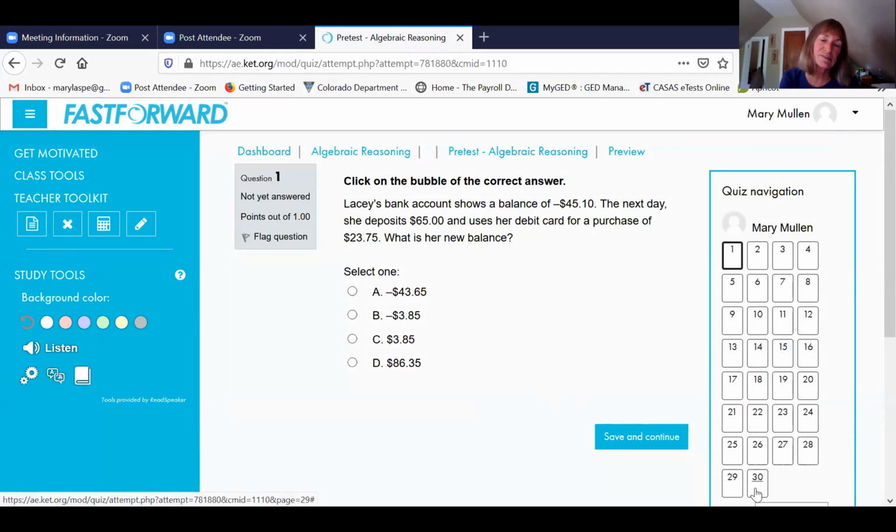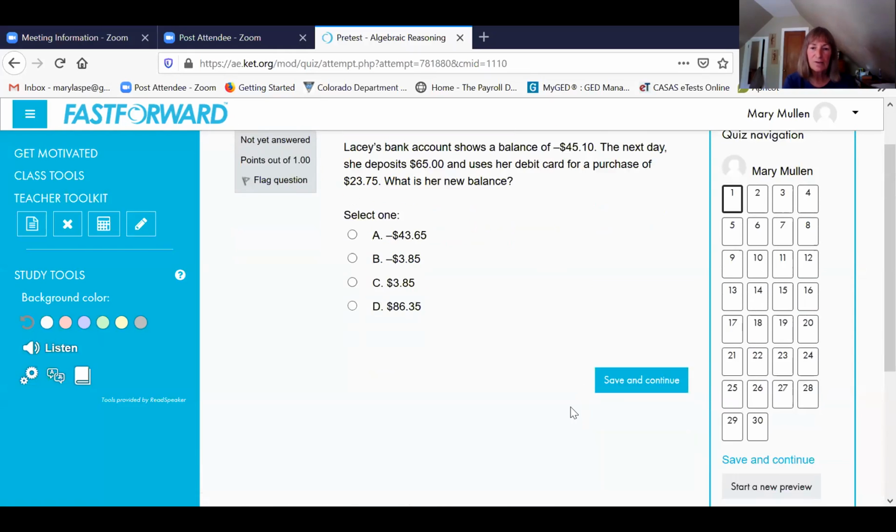I would imagine this is designed to take about 45 minutes. If there's questions that you don't know how to do, you could spend an hour trying to figure it out. And that's okay if you want to do it that way. But the other choice is if you don't understand a question, just don't even answer it. And that way, KET will assign you a lesson on that topic. Let's see. Continue.